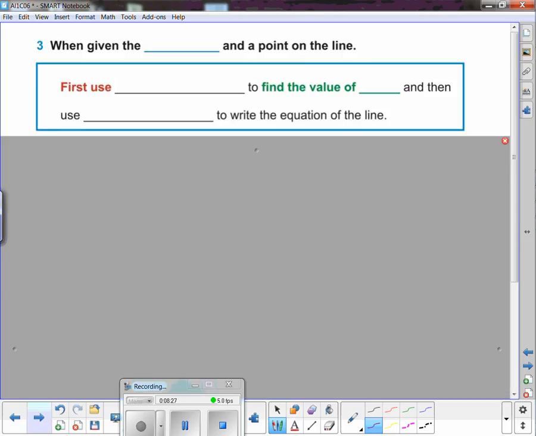All right, so let's go to the next page. Third scenario. When given the slope and just a point on the line, and the point on the line is not the y-intercept, okay? So you're given the slope and a point on the line that is not the y-intercept. Now, I must tell you at this point, there is a formula called the point slope formula. I'm sure the book uses it.